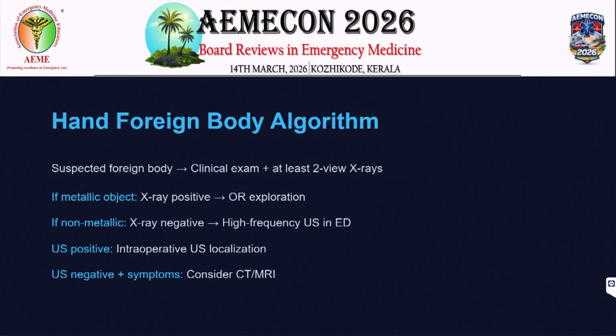Still, if after ultrasound and X-ray you are clinically suspecting that there might be a foreign body based on the mechanism, you should go further with higher imaging, like consider CT and MRI. CT for a metallic object, MRI for more of a radiolucent foreign body.